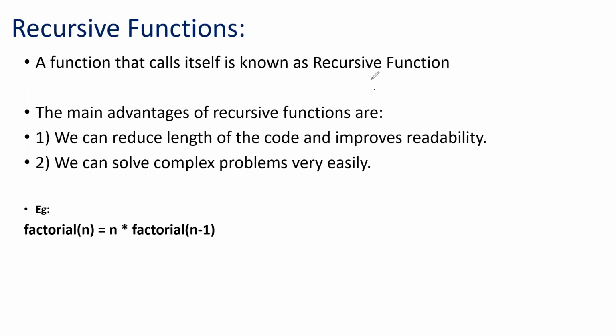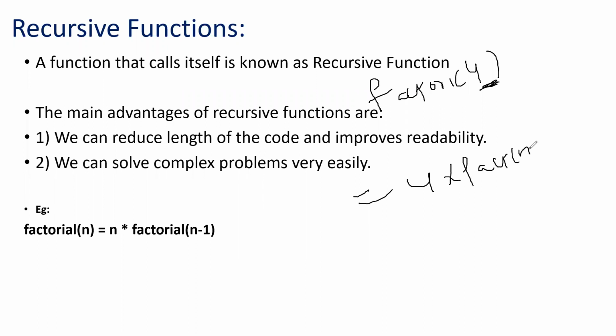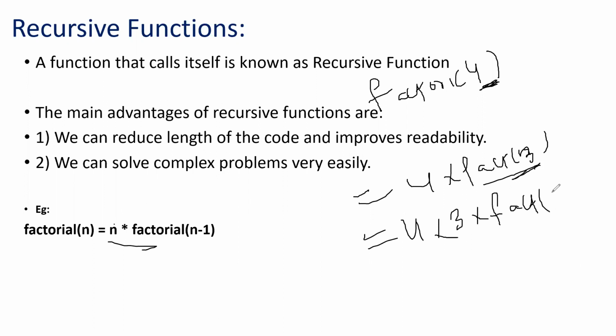See how it works. If I take factorial of 4, this is what I want to find out. What is the formula? 4 into factorial of n minus 1. N minus 1 means 4 minus 1, that is 3. 4 into fact 3. What do you mean by fact 3? This is the formula: 3 into fact of 3 minus 1, that is 2. What do you mean by fact 2?